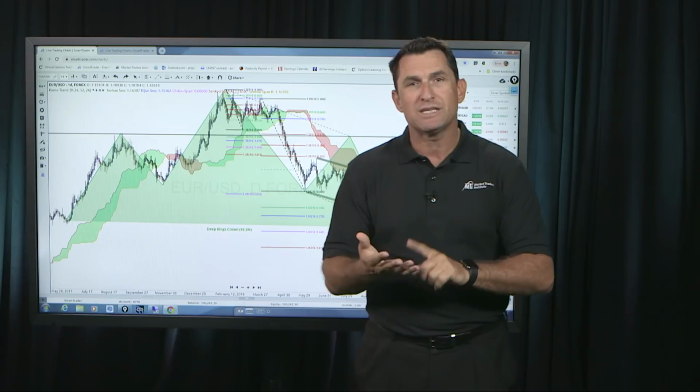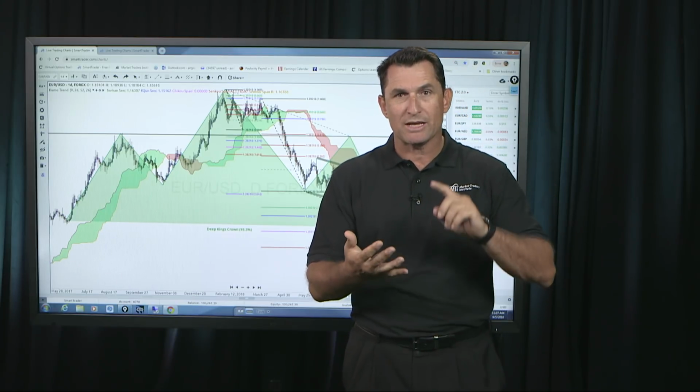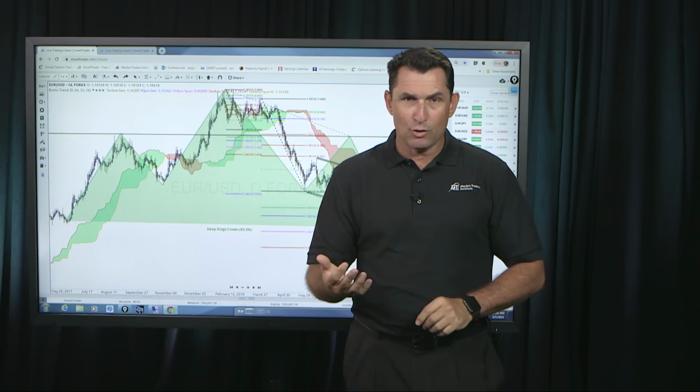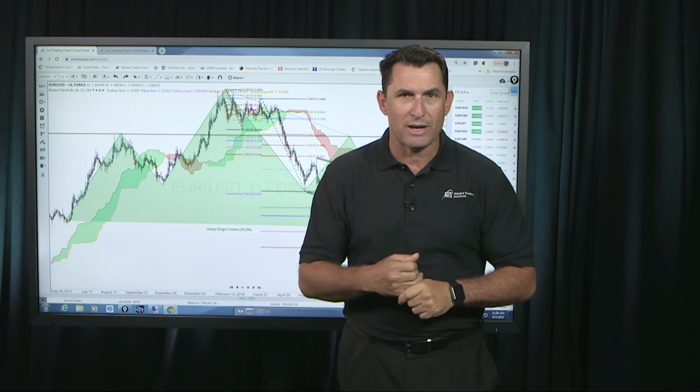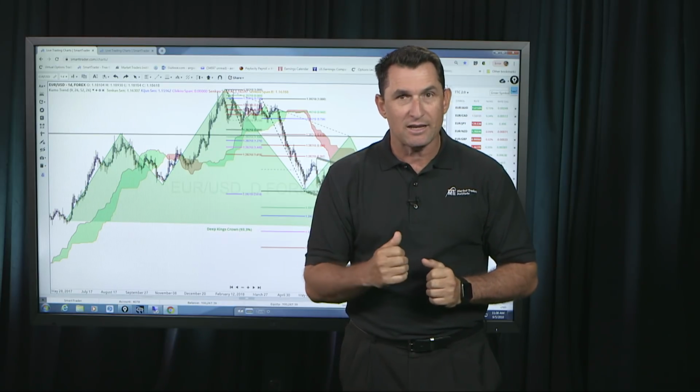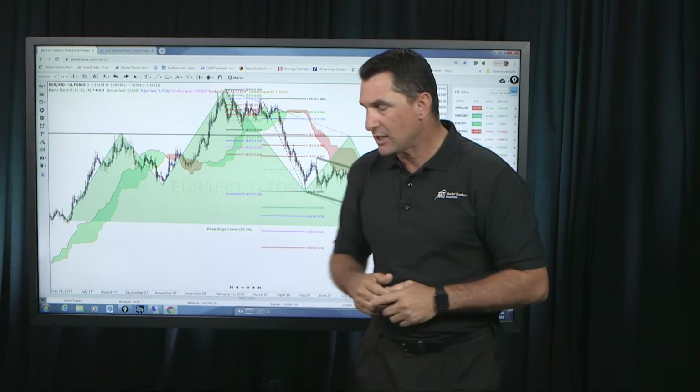Now, look, you've got different types of swings. We have short-term swings, mid-term swings, and of course, long-term swings. What I'm going to talk about right now is the mid-term and short-term swings, and how they are going to affect your trading and your profits. Now, take a look right here.